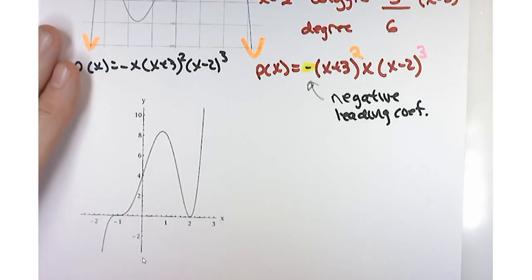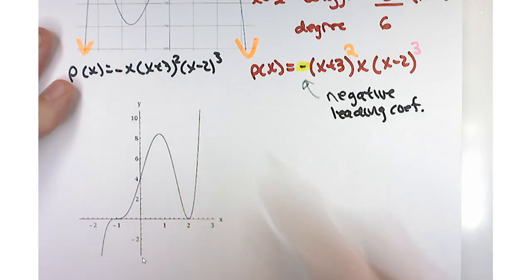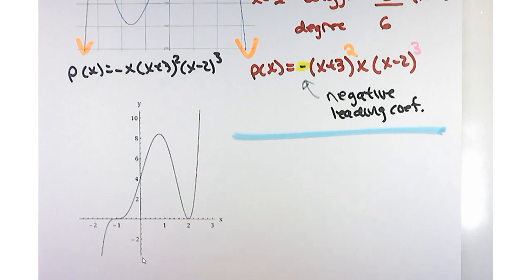Your turn. And if you're watching this at home, you can pause the video and try to come up with this polynomial. I would work it the same way we did the last one, that is by figuring out the roots, behavior, multiplicity, etc., and work from there.